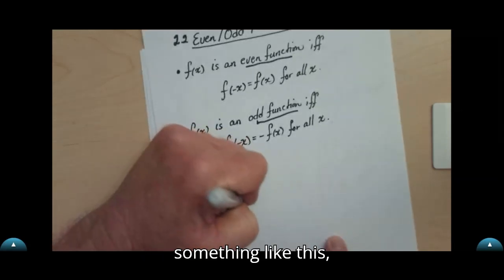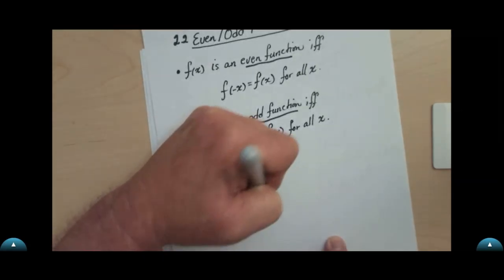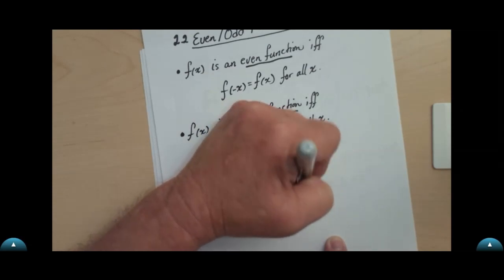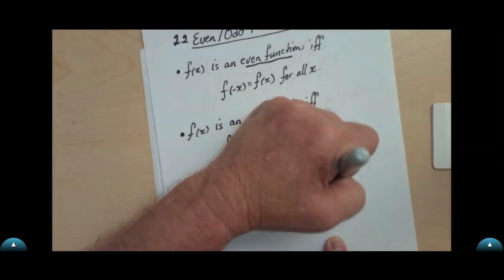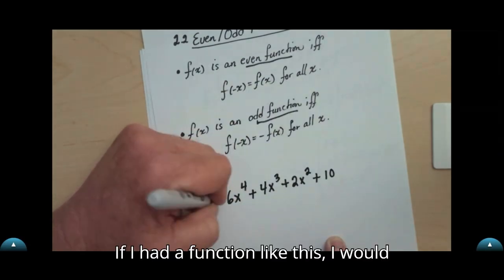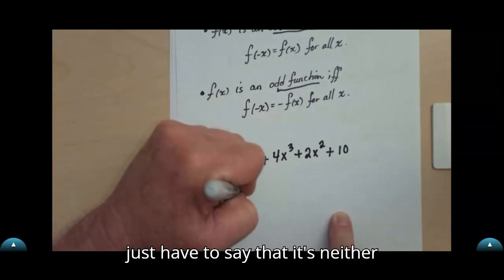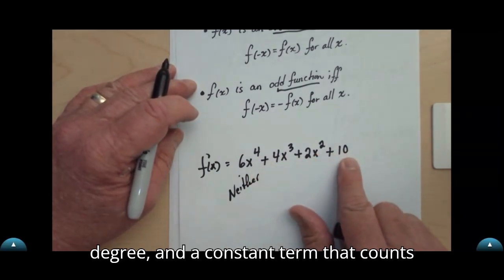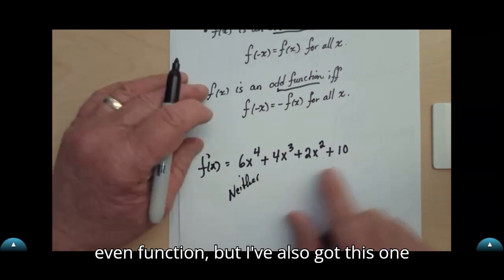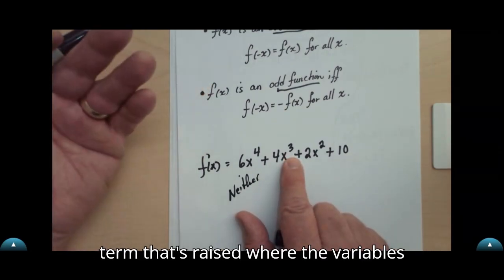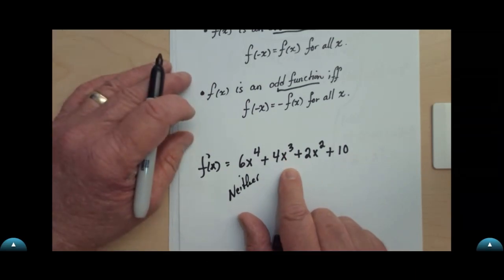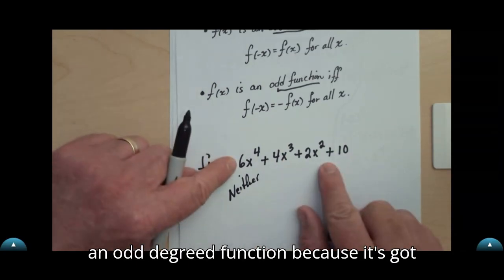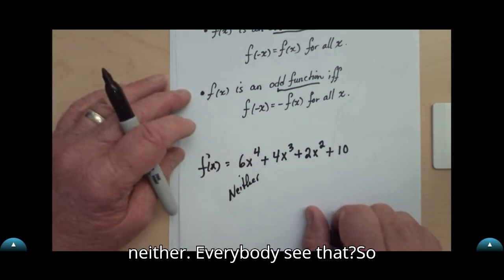So if I had something like this, if I had a function like this, I would just have to say that it's neither even or odd, because I've got fourth degree, second degree, and a constant term that counts as a 0 degree. That would make it an even function. But I've also got this one term where the variable's raised to the third power, of odd degree. So it can't be an even function because it's got an odd degreed term. It can't be an odd function because it's got some even degreed terms. It's just neither. Everybody see that?